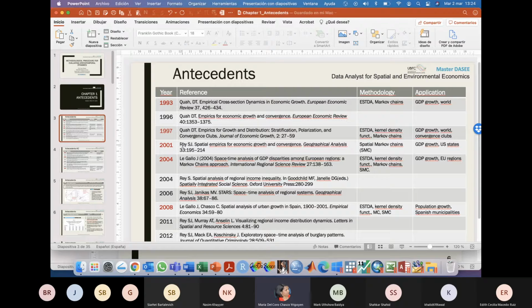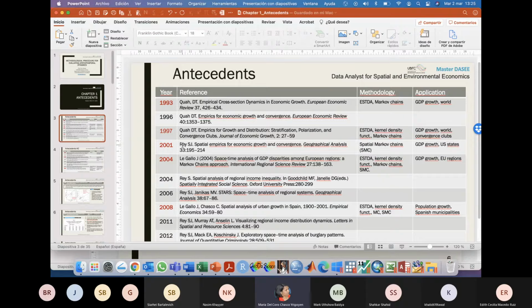After Rey's contribution in 2001, we started introducing some other tools like the spatial Markov chains and others that take into account a spatial analysis specifically. Well, in this chapter, in these slides, you will find these 18 references that range from 1993 to 2020.